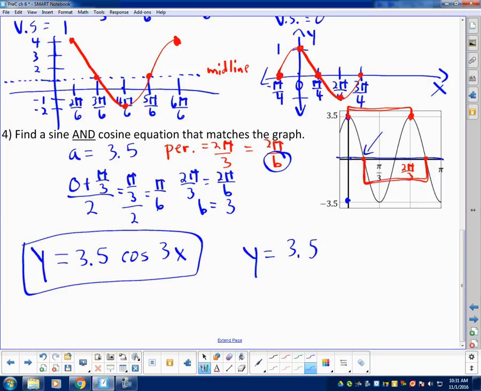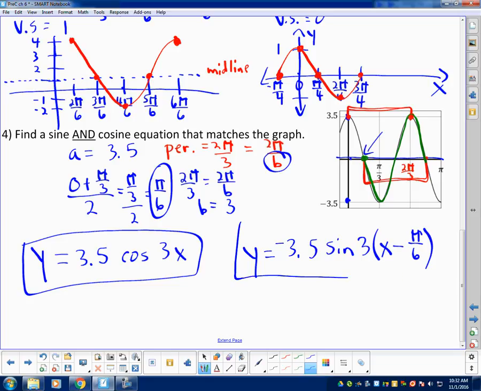The sine function, it looks like the sine function, if I start right here, let's put green here. Go through a cycle here. It looks like it's been reflected. It's heading downward first. So we're going to have a negative out in front of that 3.5, sine function here. Out in front, our b is still 3. We do have a phase shift here. It's been shifted, you'll see right here, pi over 6 units to the right. So we're going to have a minus pi over 6. No vertical shift. So that is my sine function.